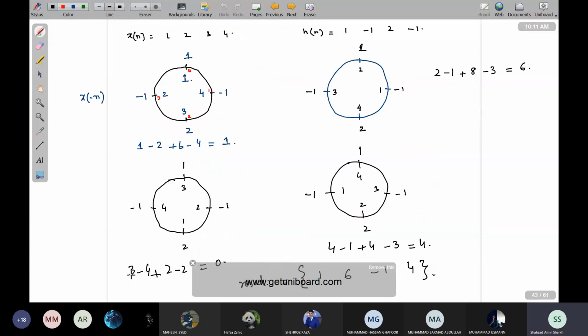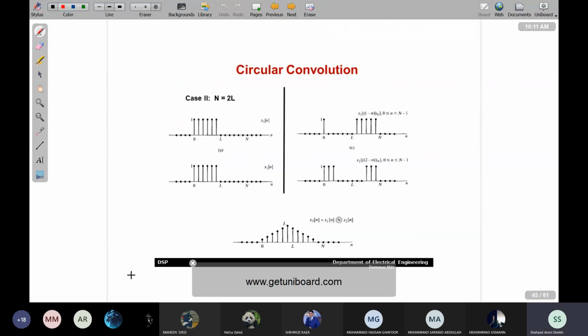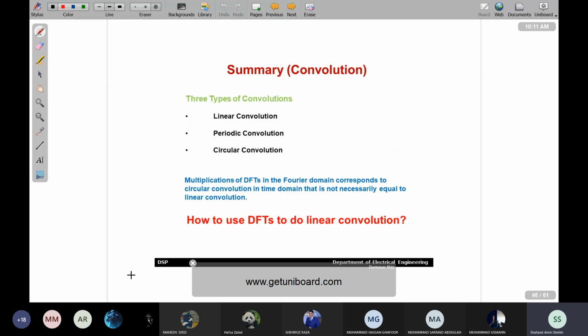So do it. You do this example yourself. So these are some examples that are available. There are three types of convolutions. Linear convolution, which we are quite familiar with. You have seen this again and again in signals and systems, communication systems, and DSP. But two new types of convolutions you have seen in this chapter are periodic convolution and circular convolution.